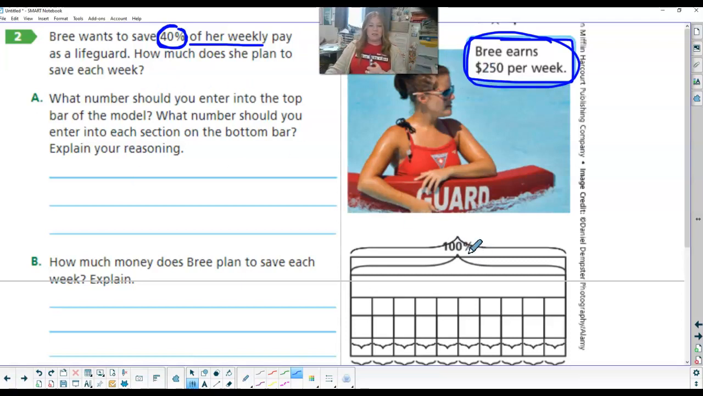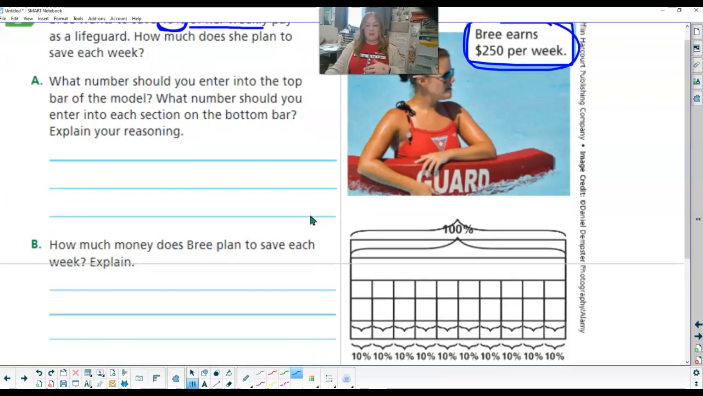What number should we put in the top of this bar model? What number should we put into the bottom section, and explain our reasoning? If yours is all crazy, like this one looks really crazy, I'm hoping yours doesn't look like that. I'm hoping that yours looks more like this.